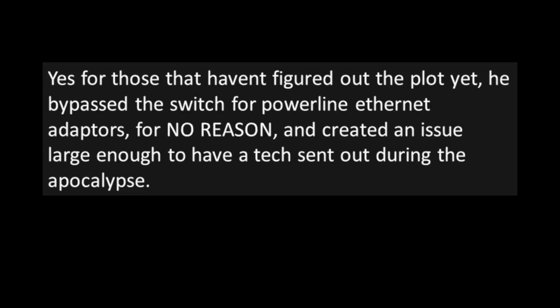Something inside of me bugged me about the switch he had set up. I uncovered a piece of cardboard and the SonicWall was still set up and still active. It was plugged into the switch still. The switch is labeled 1 through 30 and there are wall ports labeled 1 through 30 on the wall behind it. Yes, for those that haven't figured out the plot yet, he bypassed the switch for Powerline Ethernet adapters for no reason and created an issue large enough to have a text sent out during the apocalypse.